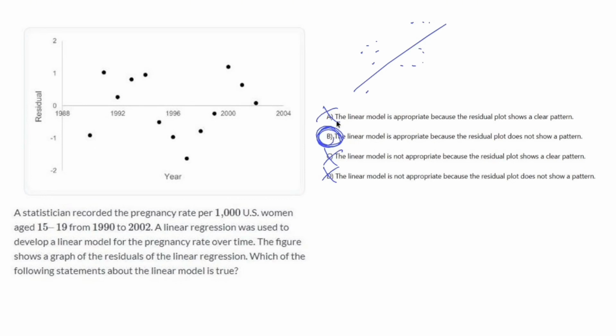Now, what they mean by shows a clear pattern is maybe you have a residual plot and the dots go up and down like that. That would be a clear pattern. With this one, we just have dots scattered above and below, and there's really nothing to it. It's just that the line kind of goes in between, and therefore the residual plot seems to work and the linear model is appropriate. Fun stuff.